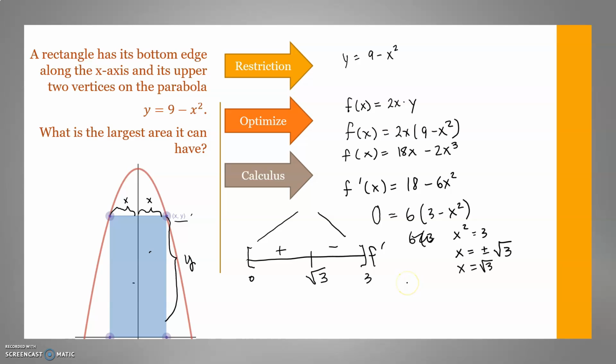Now my question is, what's the largest possible area? And since I have an equation for area right here, I can go ahead and just plug in square root of 3 into that equation to get the largest possible area. So I have 6 times 2. So 12 root 3 is the maximum area for this rectangle.